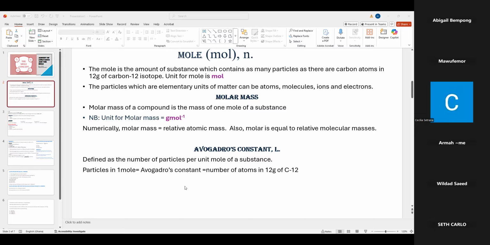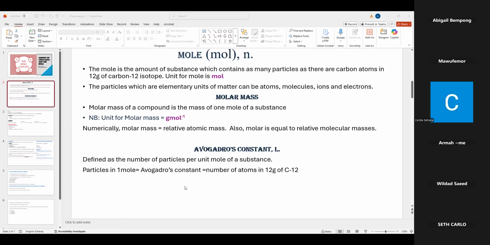Also, aside from the relative molecular masses and atomic masses, we also pay much attention to molar mass. We can have the molar mass of a compound, and we can have the molar mass of an element. The molar mass of an individual element becomes its relative atomic mass. So the molar mass of hydrogen is 1, and hence that is its relative atomic mass.